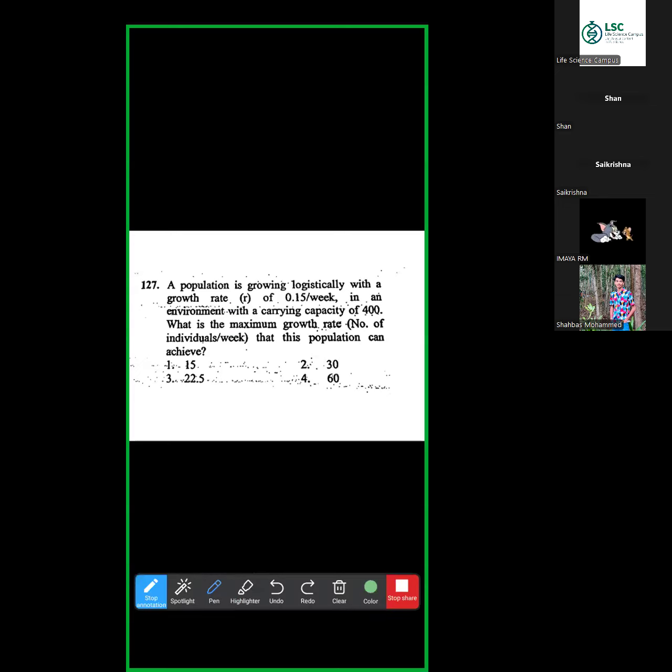So in this question, they have given this. I will read the question. A population is growing logistically. So it is directly given in the question. It is logistic growth, with a growth rate of 0.15 per week. So in the question, the R value is already given, 0.15.